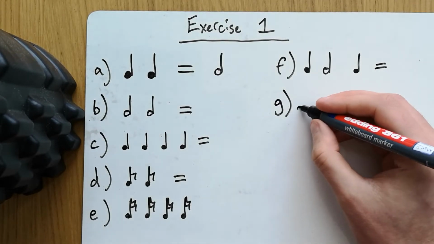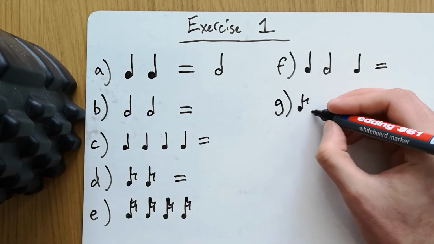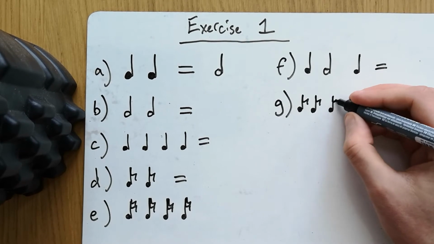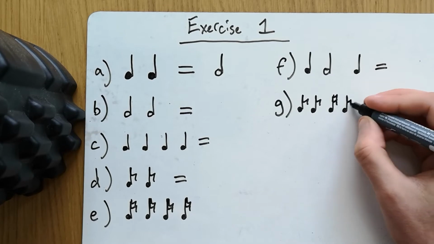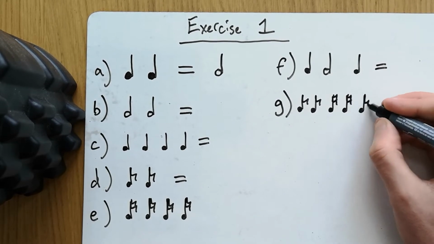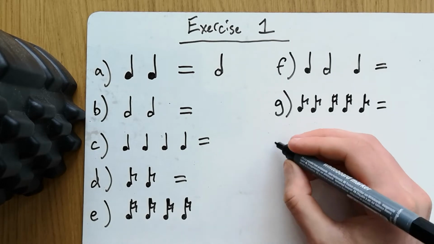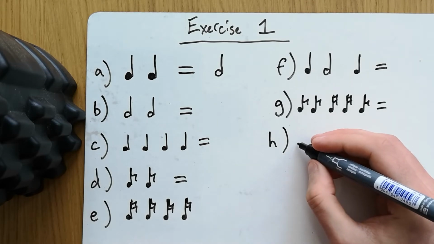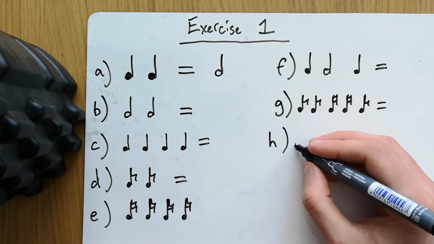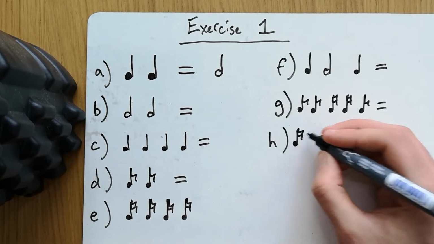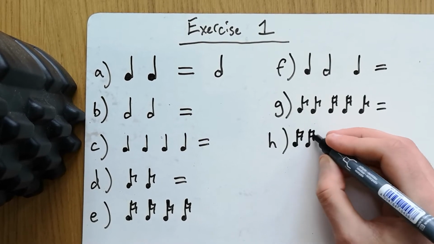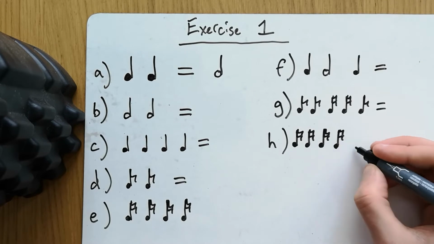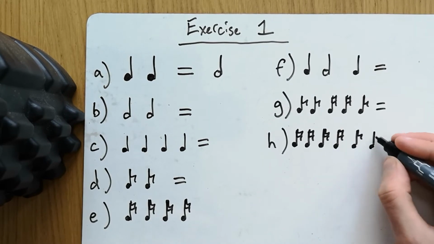G, let's do 2 quavers, 2 semiquavers, and another quaver is equal to what? And let's do one last one. Let's do 4 semiquavers and 2 quavers is equal to what?